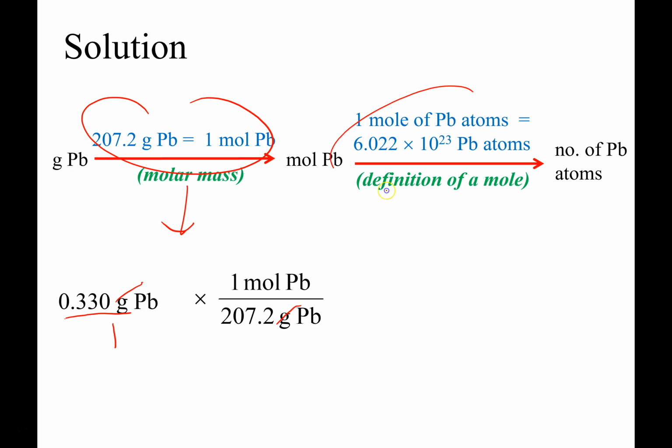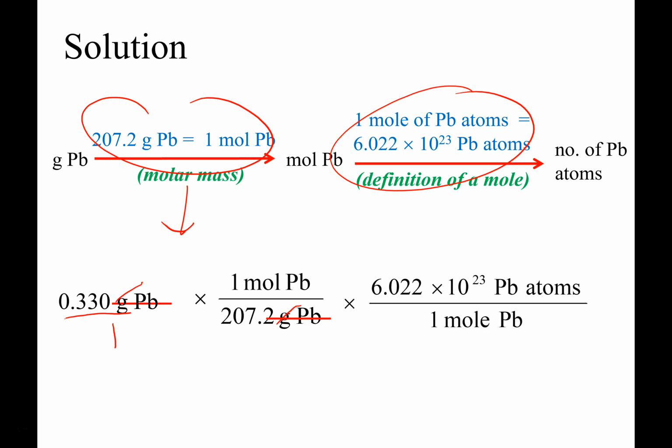So what's the next term going to look like? Avogadro's over 1 mole. Yep, Avogadro's number, 6.022 times 10 to the 23rd Pb atoms, lead atoms, over 1 mole of lead. And then the moles of lead have canceled, and we're left with lead atoms.